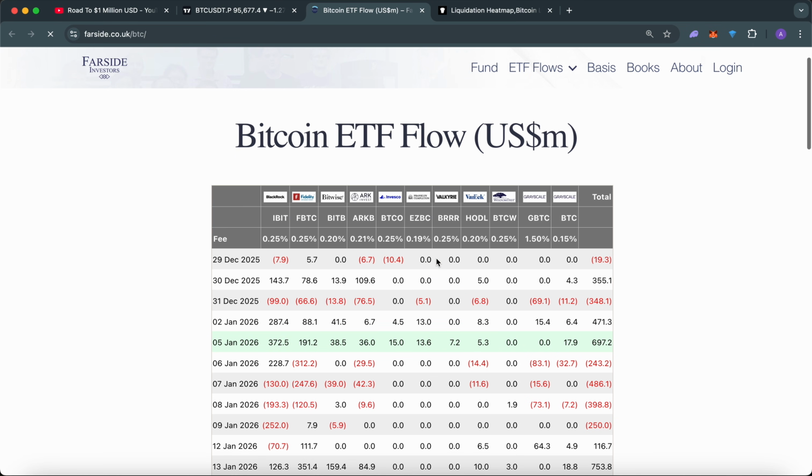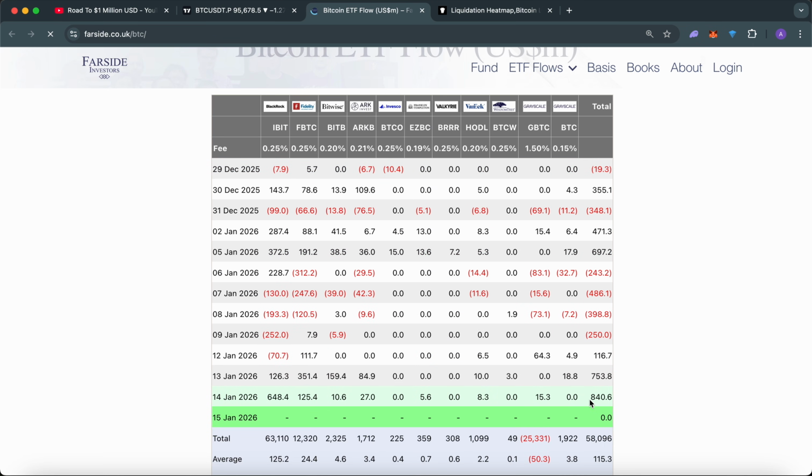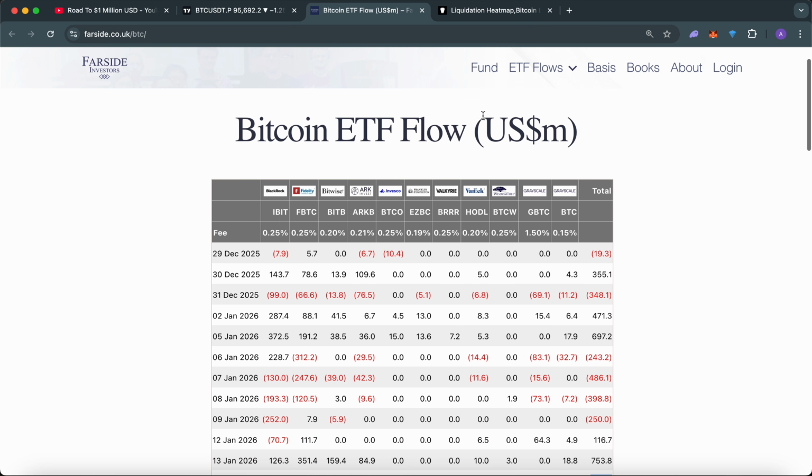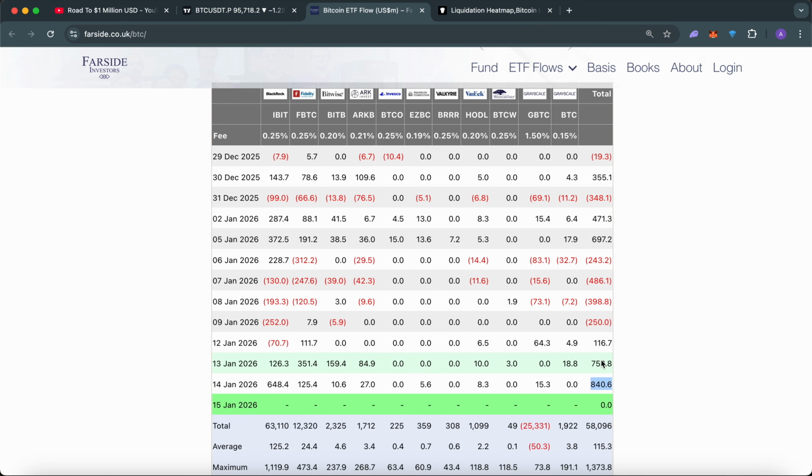Now moving on to the Bitcoin ETF flow tables, because right here you can see that yesterday we got another massive inflow into the Bitcoin ETFs of $840 million in a single day of trading. So obviously the Bitcoin ETF investors are having a massive upwards pressuring effect on the Bitcoin price.